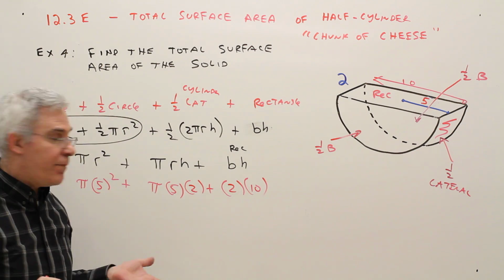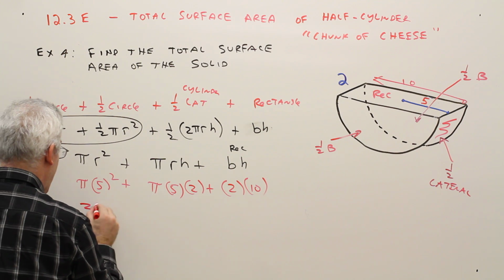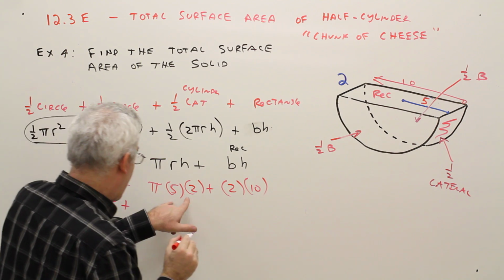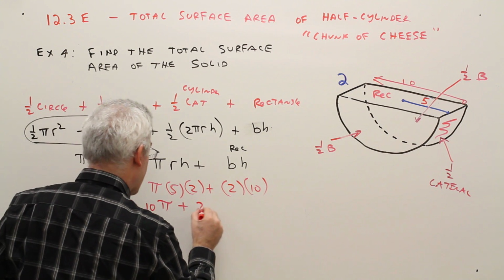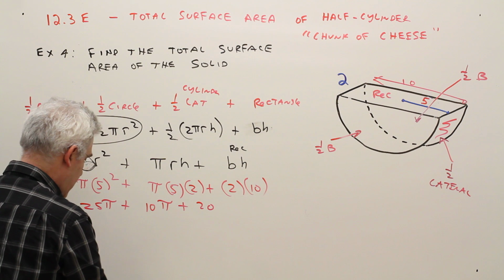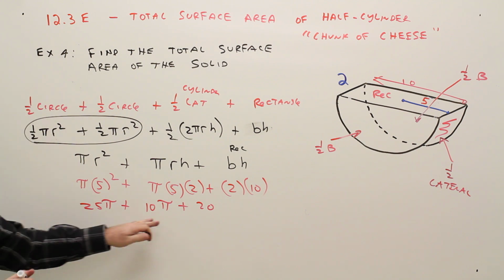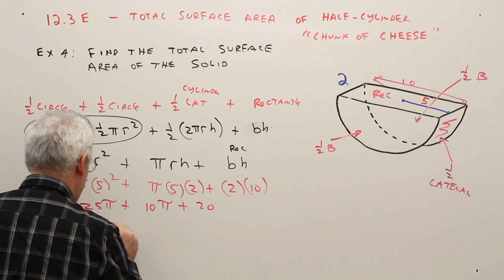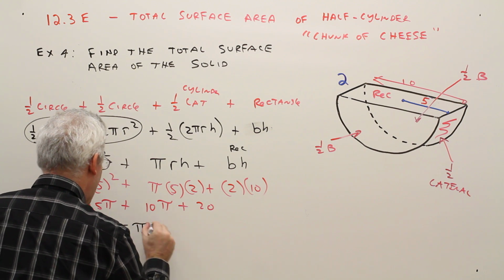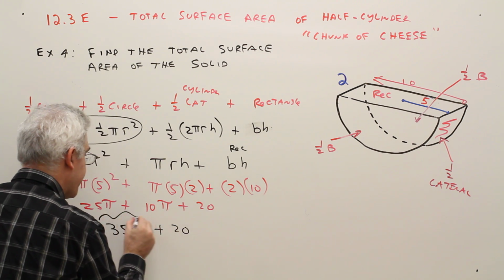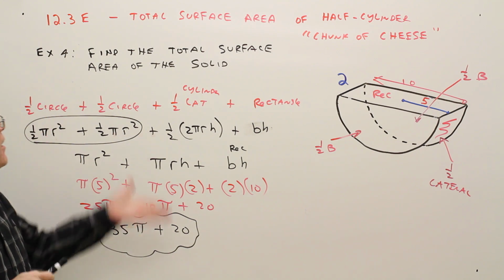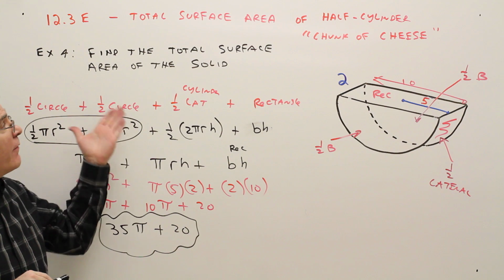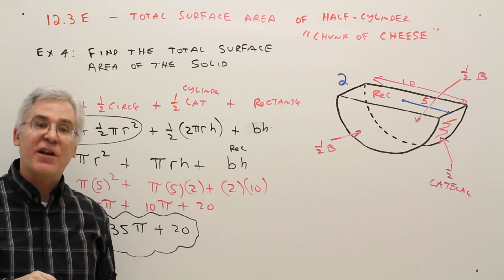And now I just got to add these all up. So this is going to be 25 pi plus 10 pi plus 20. And then I'll just, again, add my like terms. 35 pi plus 20. So there you have it. How to find the total surface area of a half cylinder or a chunk of cheese.